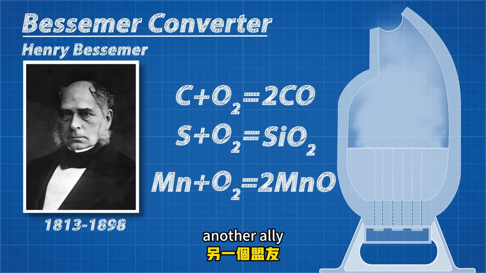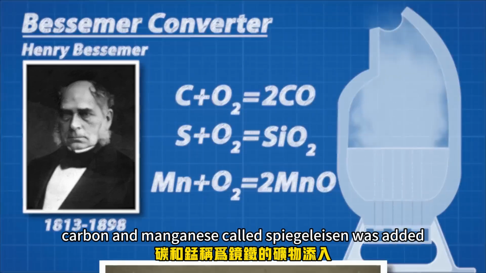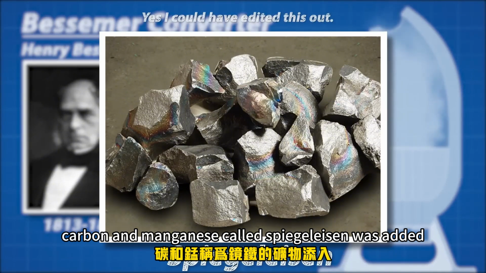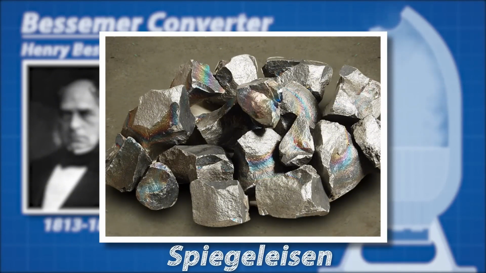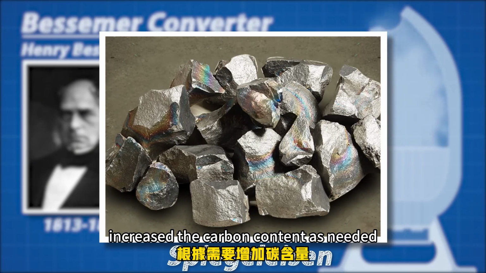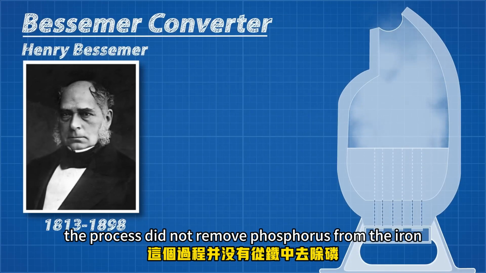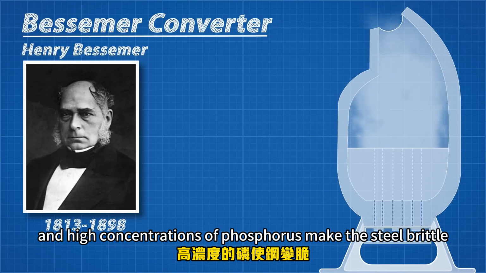To combat this, another alloy that I am definitely about to pronounce wrong, containing iron, carbon, and manganese, called Spiegeleisen, was added. The manganese would react with the oxygen to remove it, and the carbon increased the carbon content as needed. But it had another problem in the early days. The process did not remove phosphorus from the iron, and high concentrations of phosphorus make the steel brittle.